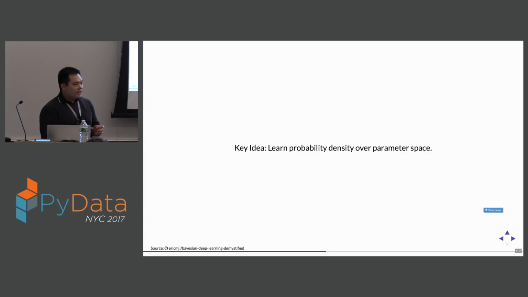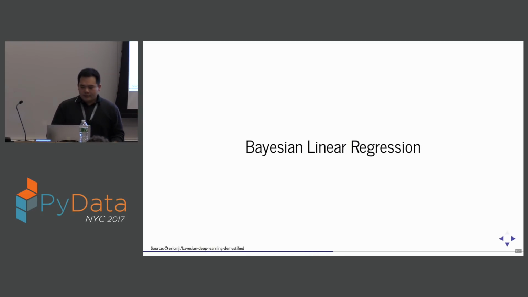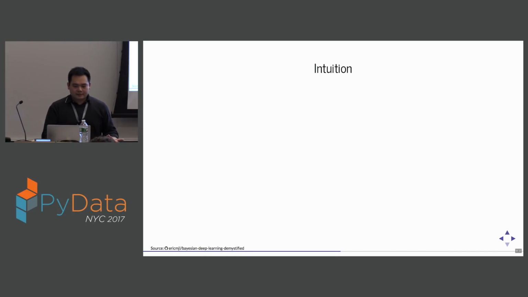When we talk about going Bayesian, we treat that parameter not as a single thing to be estimated, but as a random variable with other parameters to be estimated, say a mean and a standard deviation or something like that. So what we're really trying to do is learn what the probability density is over parameter space.